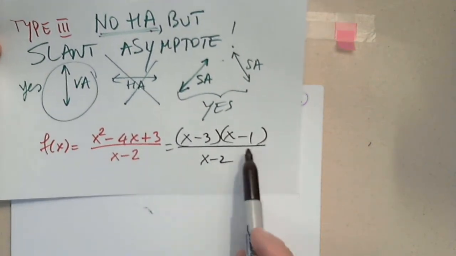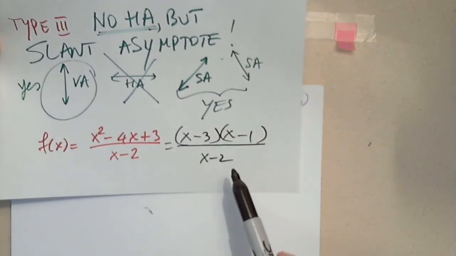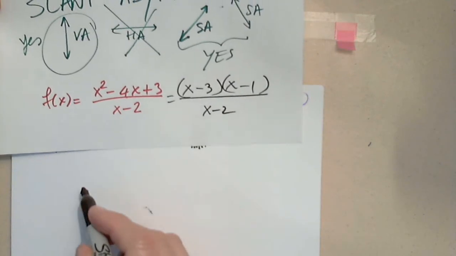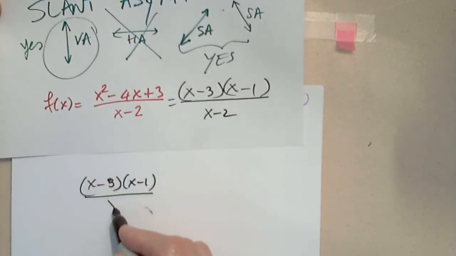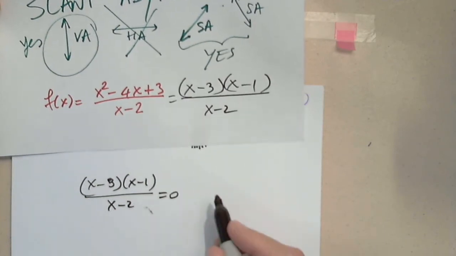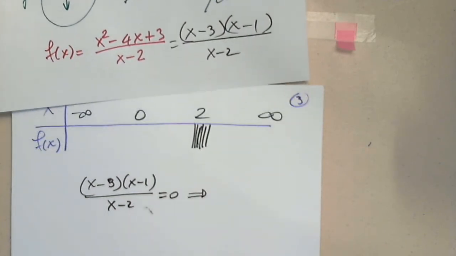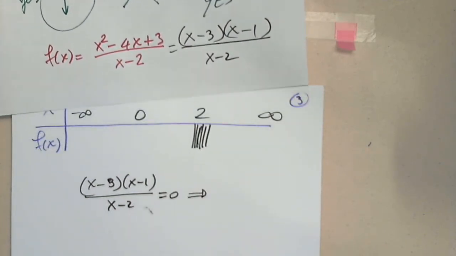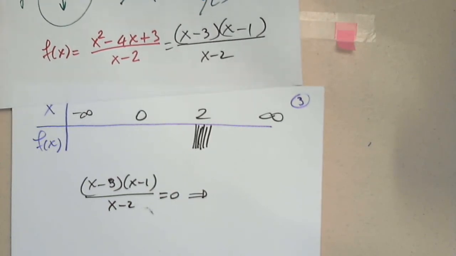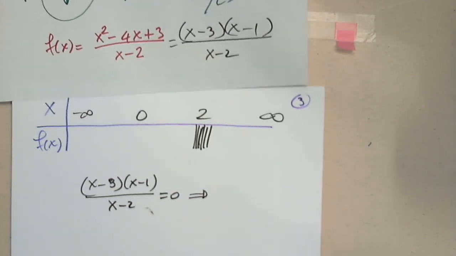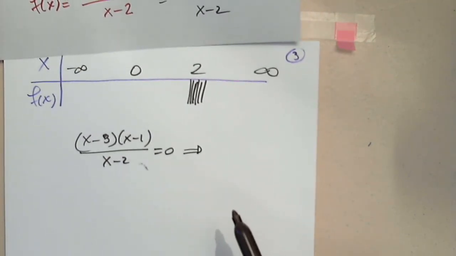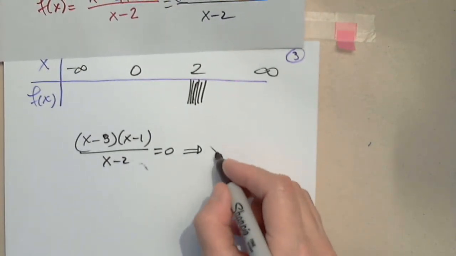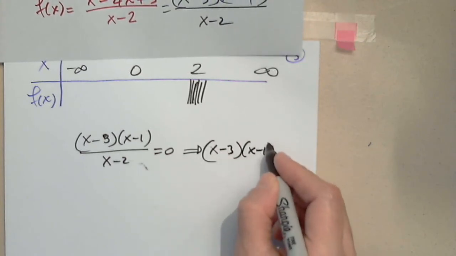So the reason why we factor the numerator is because we need the x-intercepts. So x minus 3 times x minus 1 over x minus 2 equals 0. When is a fraction 0? It's undefined when the denominator is 0. But when is the fraction 0? When the numerator is 0. Very good. So x minus 3 times x minus 1 equals 0.